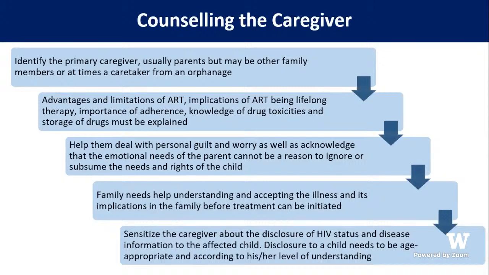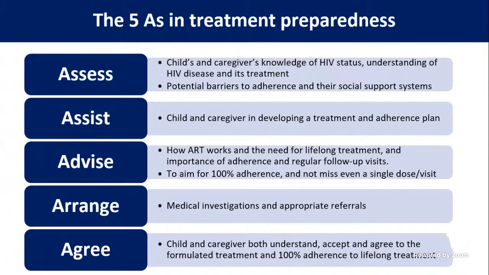And next slide. Next. So we know there are 5 steps in preparedness counseling: assess, advise, assist, arrange, and agree. These are the 5 A's rules we follow everywhere. What do we assess? Assess the knowledge of the HIV status. First you ask, do you know what the HIV virus is, how it spreads, what it causes, and what the consequences will be if we don't treat HIV? You just find out how much they know.